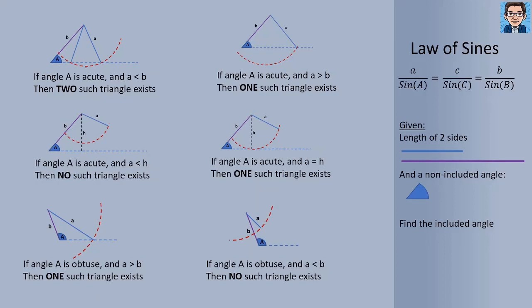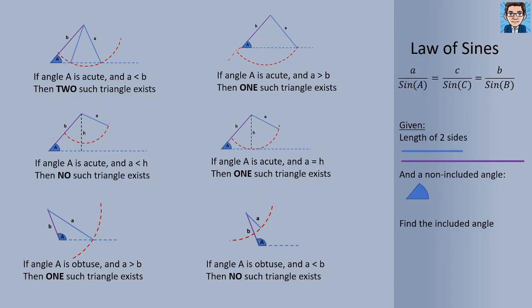So the first problem we did is when we were able to form two different triangles, and that happened when we had an acute angle and a was less than b. So if a is less than b, then we hit the dotted blue line in two different places and we got two triangles. But if a was actually longer than b, we wouldn't have hit it twice before we got over here, right? We wouldn't have hit the blue line twice. So this only forms 1. So if we have an acute angle and a is greater than b, then we only have one such triangle.